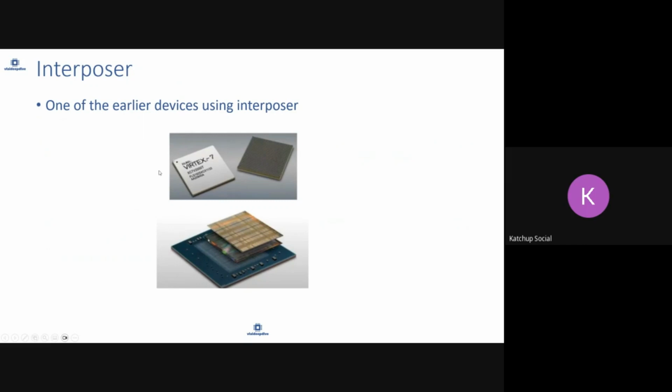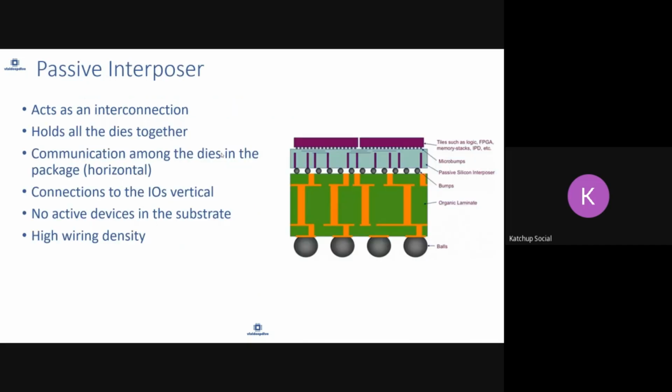One of the earliest devices, the Xilinx Virtex devices in the 2000s, was one of the earlier devices using interposer technology. As I said, there are two kinds of interposer: active interposer and passive interposer. The passive interposer just acts as an interconnection. You have tiles, you have the interposer, and the passive interposer just acts as an interconnection. Of course, mechanically, it also holds all the dies together.